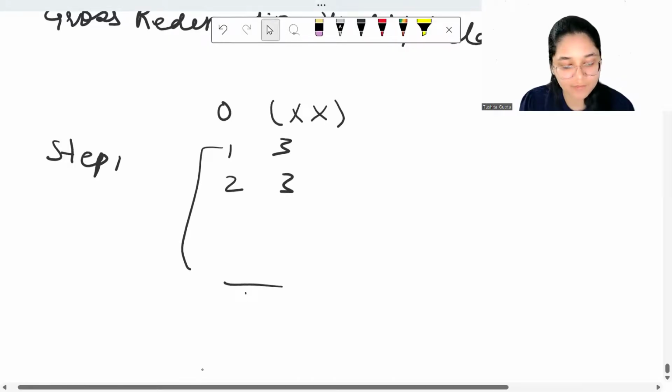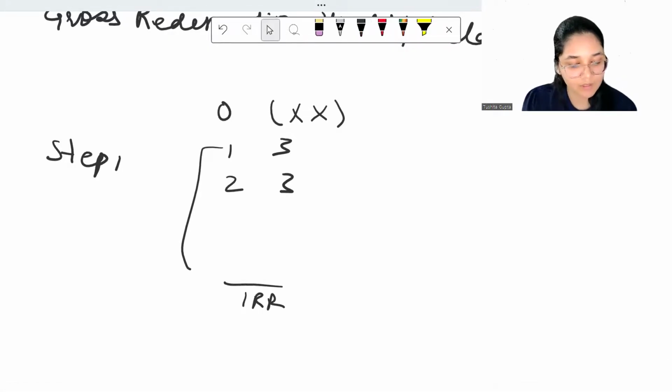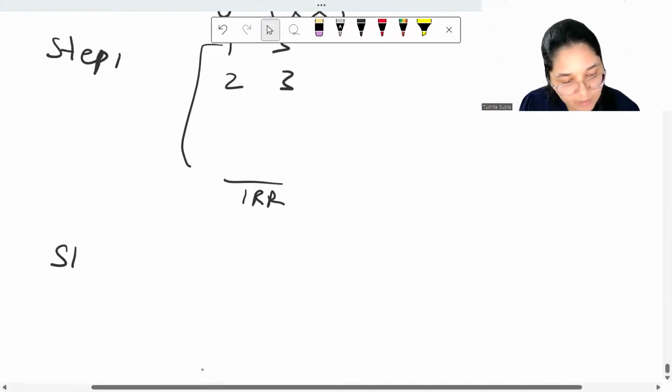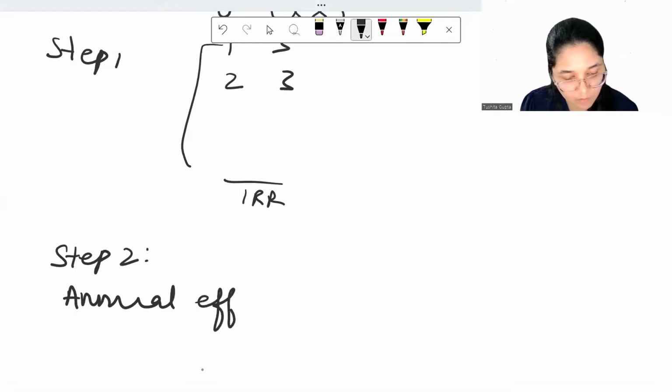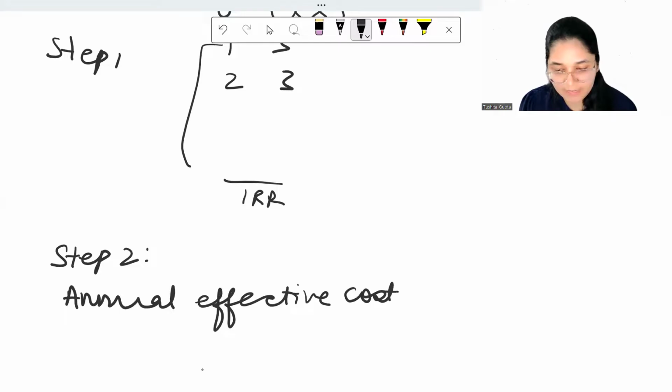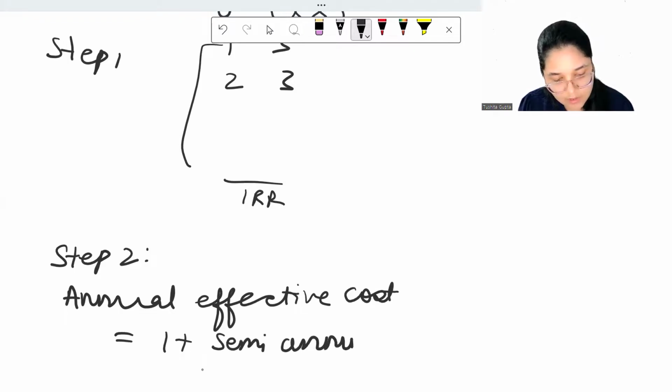So once you have the IRR, step 2 is going to be the annual effective cost. And how do you calculate that? It's going to be equal to 1 plus the semi-annual cost raised to the power of 2, minus 1.